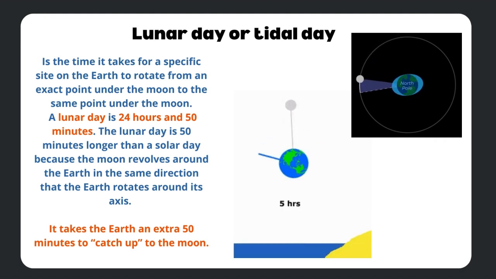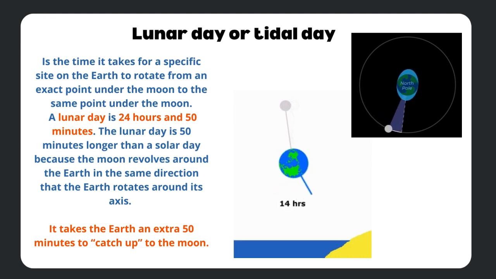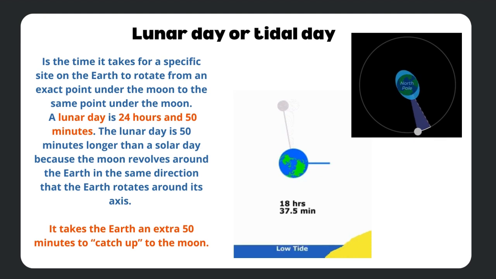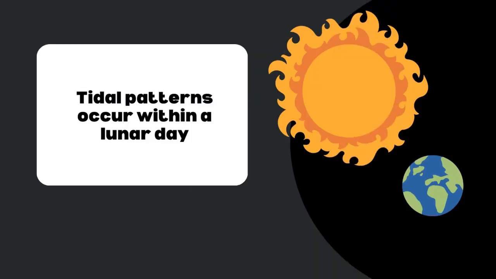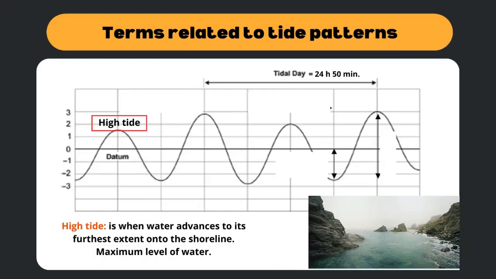Since the Earth rotates through 2 tidal bulges every lunar day, we experience 2 high and 2 low tides every 24 hours and 50 minutes. And it is precisely within a lunar day where the tidal patterns take place.